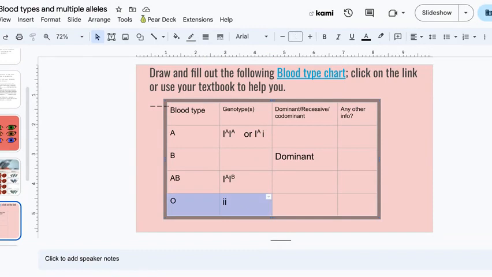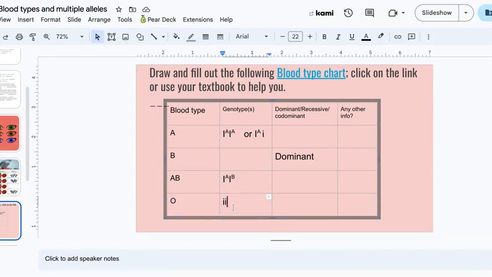So you can see down here, type O blood is little i, and I'm going to help you out here. It is recessive. Okay. You also see that type AB blood is co-dominant, meaning that both alleles will be expressed fully. And this again goes against kind of what we learned with Mendel's genetics.